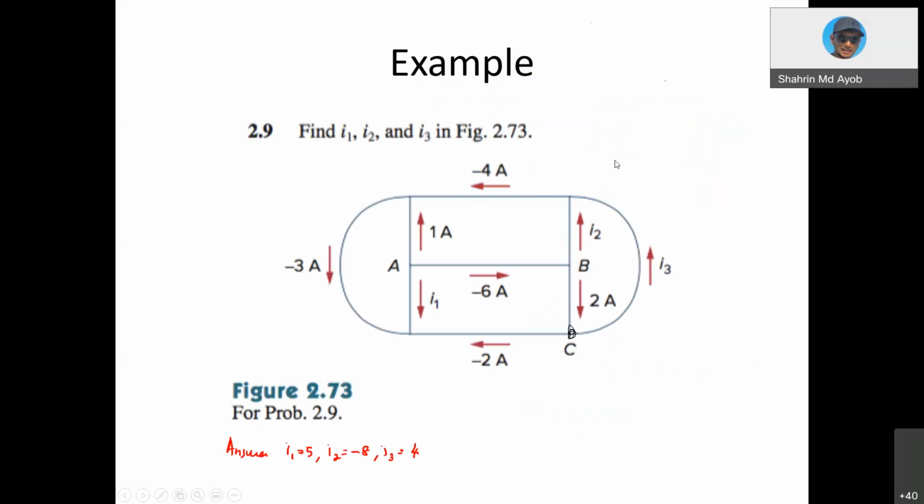So let's do some examples. This will be quite confusing. As you can see, we have a current direction here, and the current is negative. Right now, the question is to find I1, which is this one, I2, and I3. This is I3. Try first to find I1 by using KCL. I1 is here, so you need to start your analysis at node A. Please write down the KCL equation for node A.